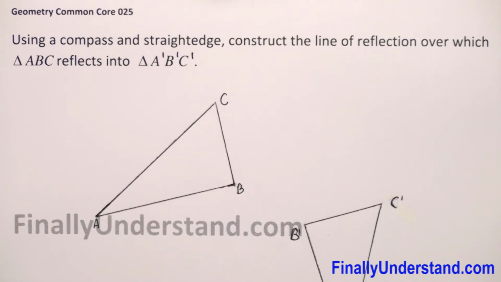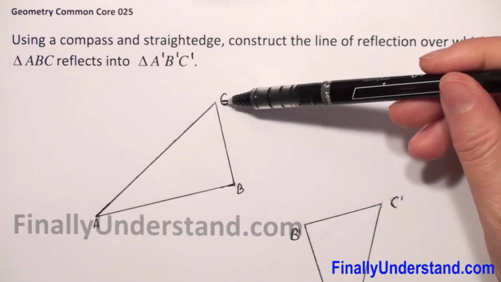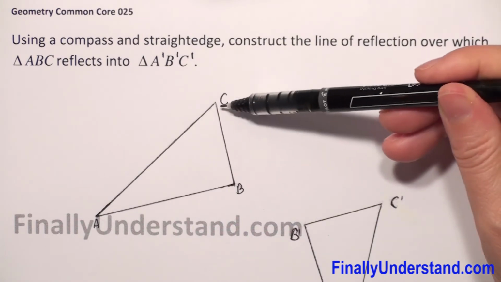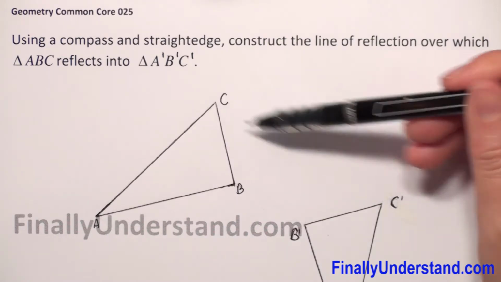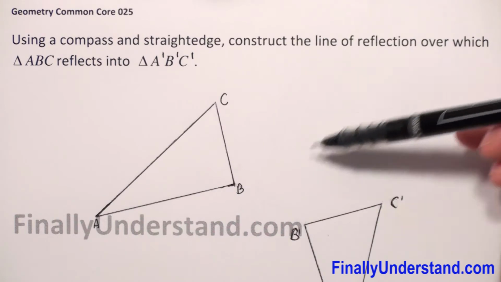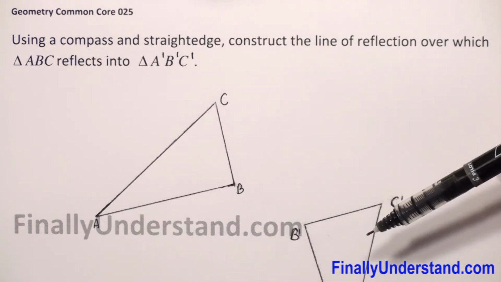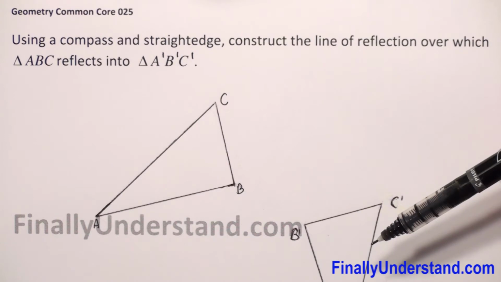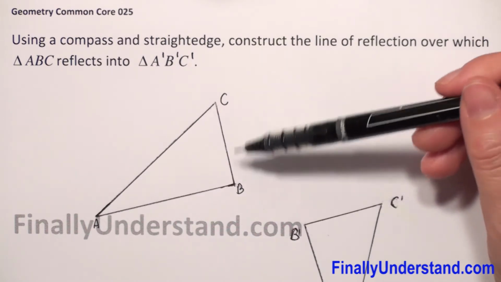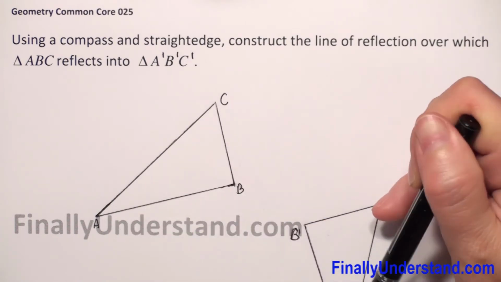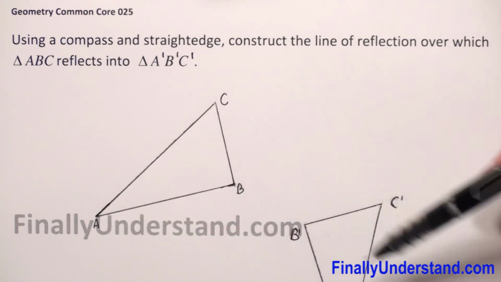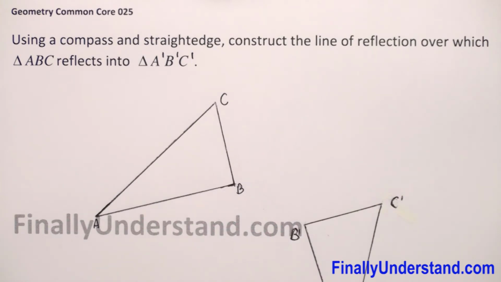To find this line of reflection, what will we do? First, we will connect these two vertices, C and C', and we will draw the perpendicular bisector of this segment CC', and this will be our line of reflection. It's enough if you choose C', or B', or A'. Only one segment.